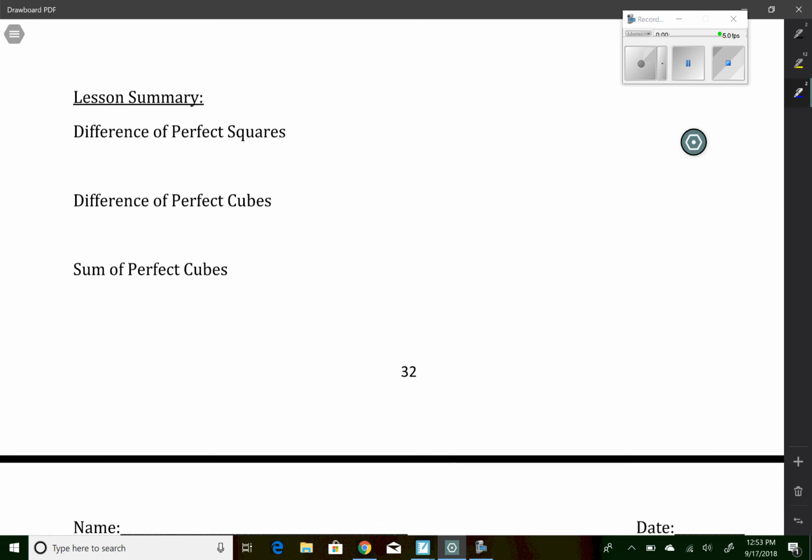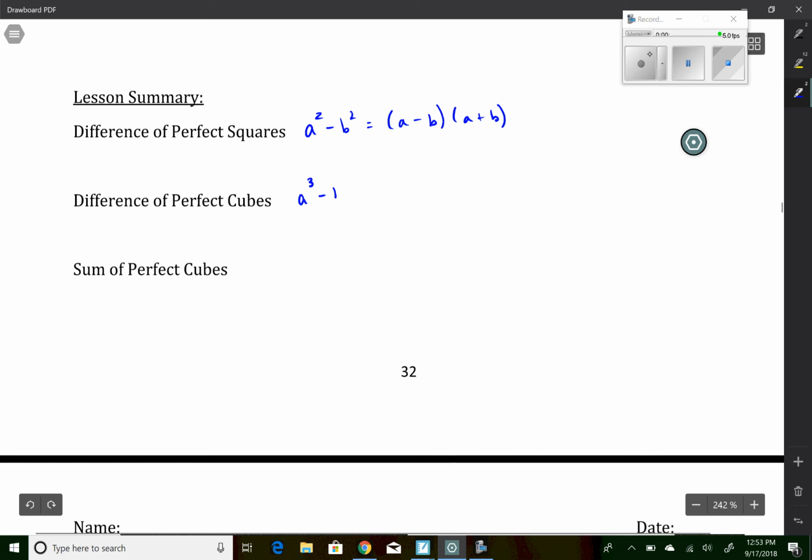So first and foremost, difference of perfect squares. This is something we should know how to do. If I had an expression like a squared minus b squared, that's just going to become (a minus b)(a plus b). I'm hoping there were no issues there. Difference of perfect cubes: I'm going to have (a minus b)(a squared plus ab plus b squared). So I'm trying to figure out what cubed minus what cubed. What are the a's and the b's here?